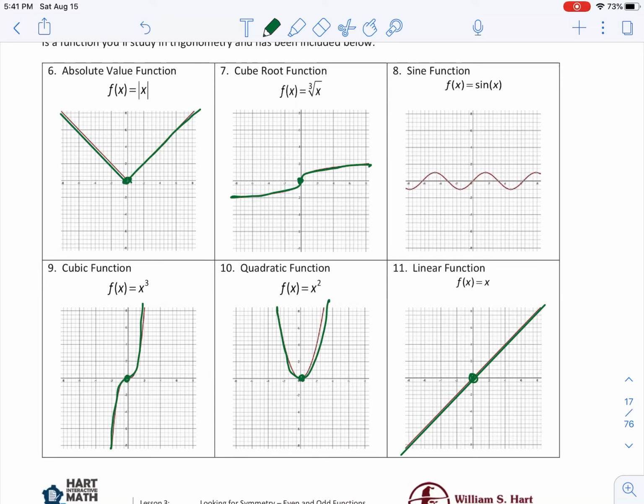Okay. I'm going to add in one more graph for you today, and that is this sine function. This sine function is a wavy function, and it starts at the origin and it goes up to 1 and down to -1. Okay, so that's a new shape for us to memorize. So that's stuff that we've learned how to do.